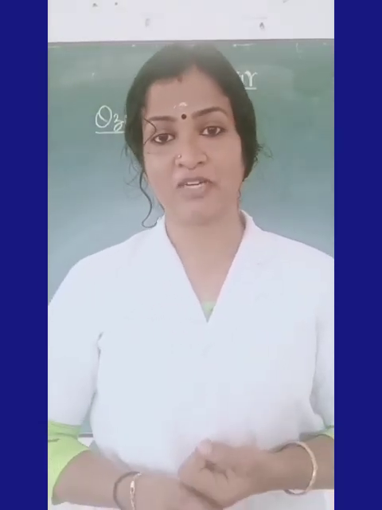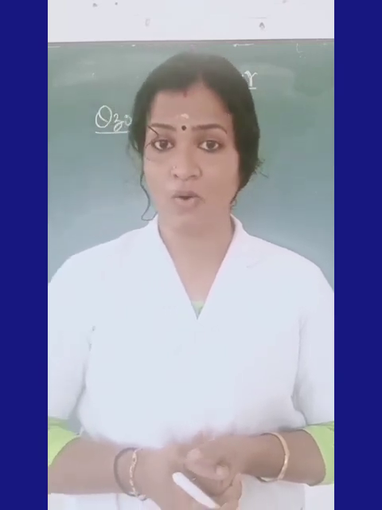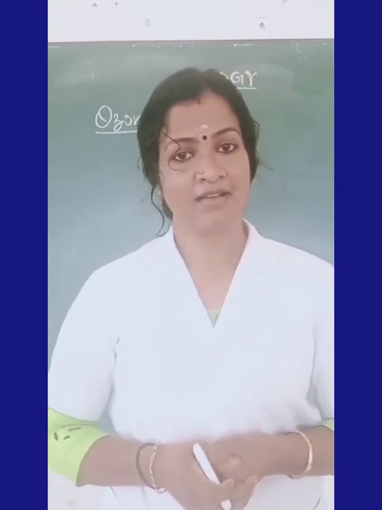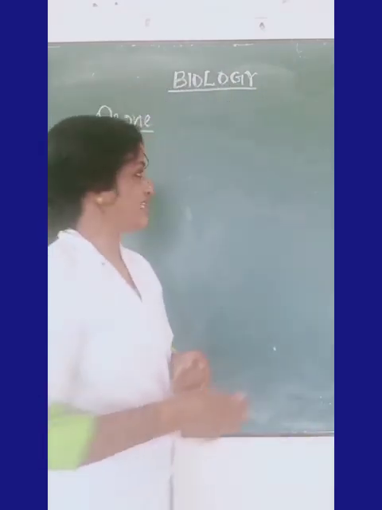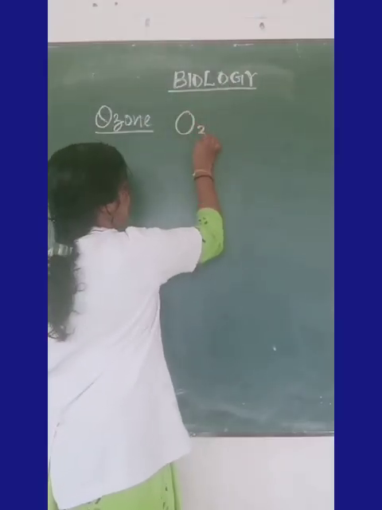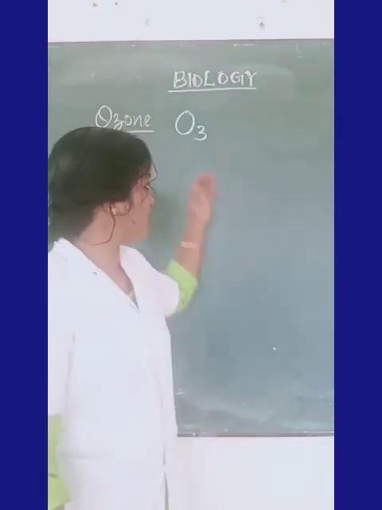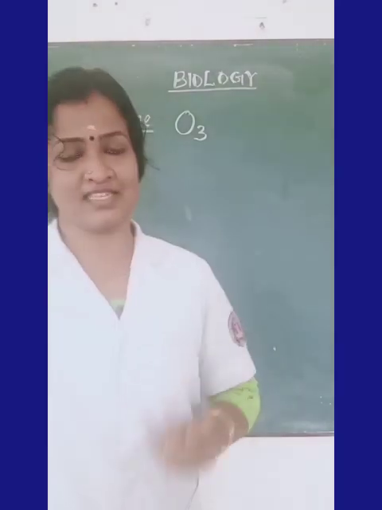Let us discuss first. Children, you know the importance of oxygen in the atmosphere. It is essential for all aerobic forms of life, isn't it? And we can represent it as O2. But ozone is a molecule that is formed by the combination of 3 atoms of oxygen. So we can represent it as O3. Okay, O3 is the ozone and it is made up of 3 atoms of oxygen.